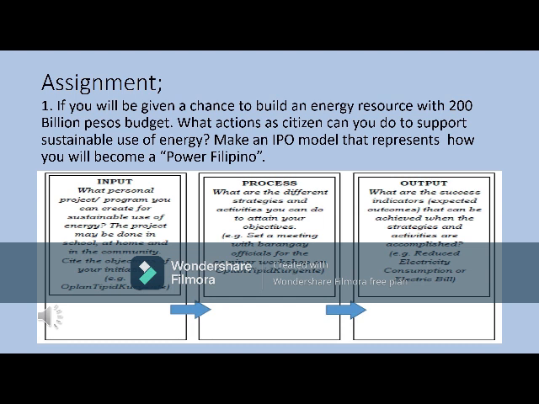And the output, the last part, what are the success indicators that we might expect? Okay? What can be achieved when the strategies and activities are accomplished? Example, reduce electricity consumption or electric bill, Oplan Tipid Kuryente gusto ko.